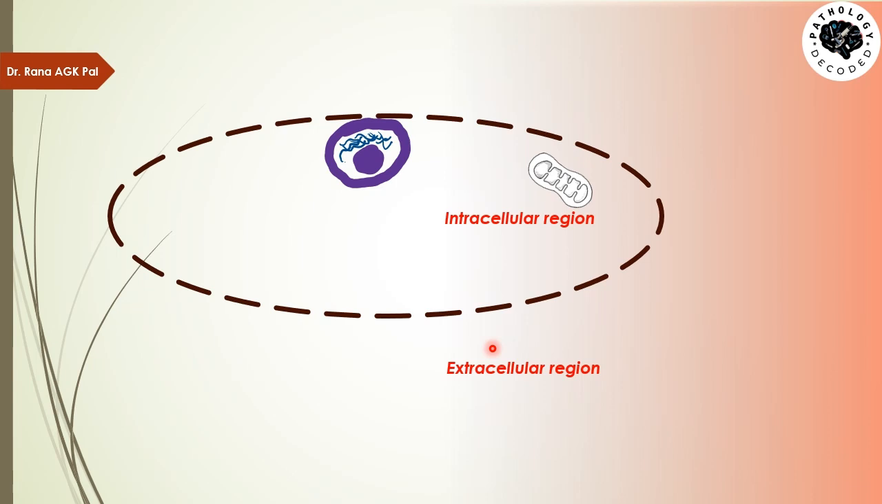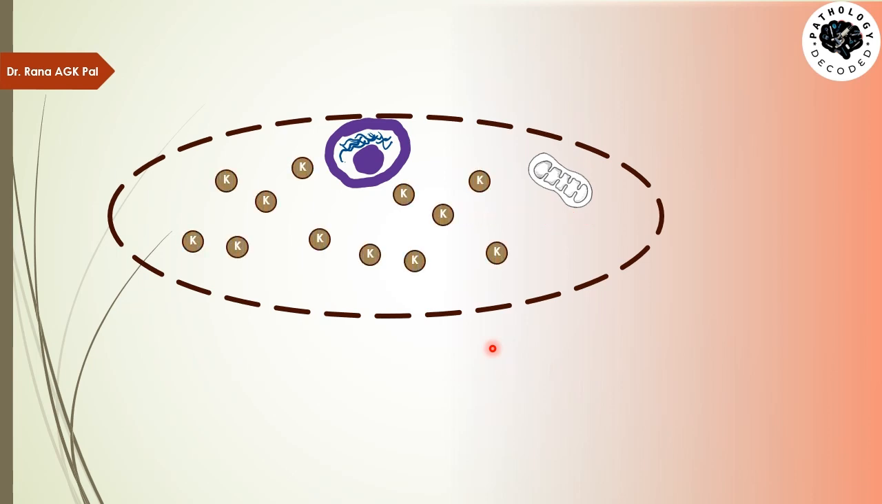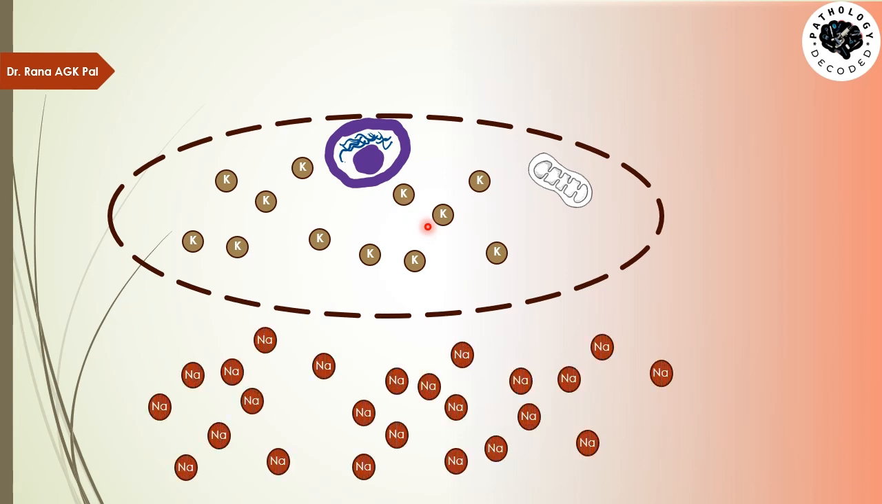Now, normally you know that in the intracellular region, a large amount of potassium is present. So these are the potassium molecules represented by the K. While outside the cell in the extracellular region, a large amount of sodium molecules are present. So sodium is more in the extracellular region while potassium is more in the intracellular region. This is the normal function of the cell.